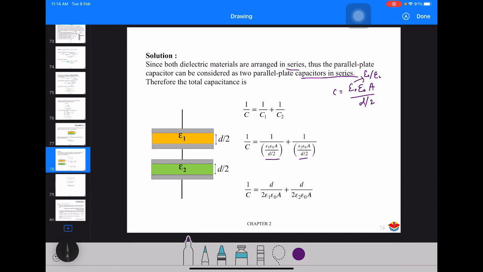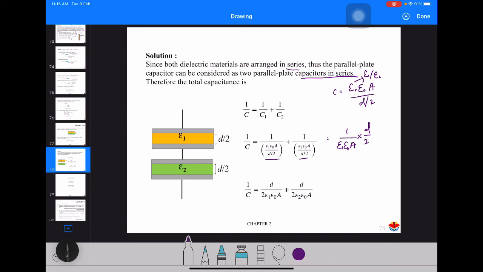Next, you can try to rearrange, because this one is over something. Basically this one is 1 over epsilon 1 epsilon naught A. You can multiply that one, but you multiply with D. It is actually multiplied 2 times, so it becomes 2 over D over 2, because it's 1 over.